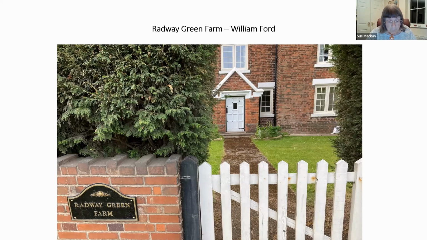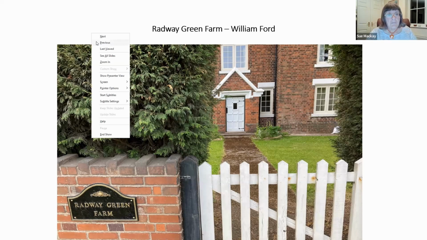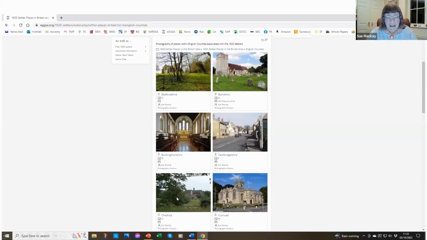And this is Radway Green Farm in Barthomley, where William Ford was brought up. Sorry, if I just go back to the previous. That's also Radway Green Farm, which is under Cheshire. And then if you click on the Cheshire icon, it will bring up a list of all the towns and villages covered, bearing in mind that Nottinghamshire only covers the county area. The city of Nottingham, home to so many settlers, has a separate entry under cities.